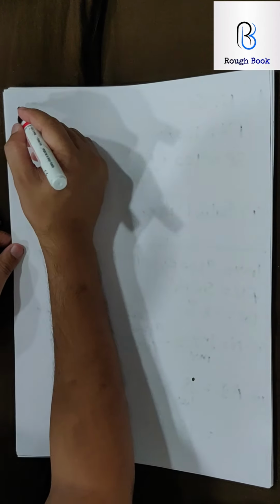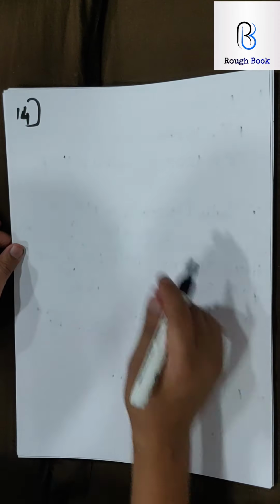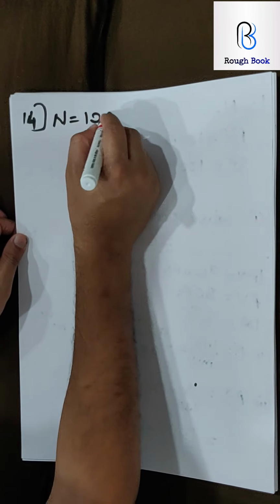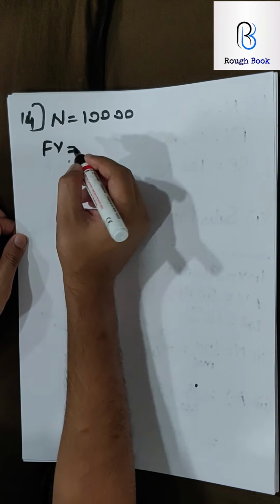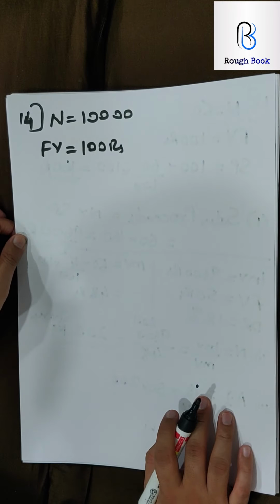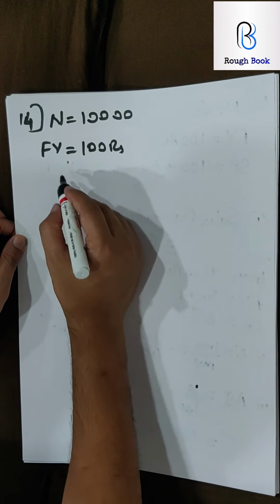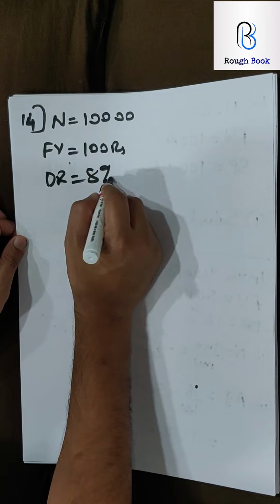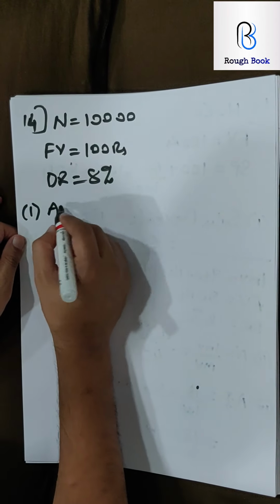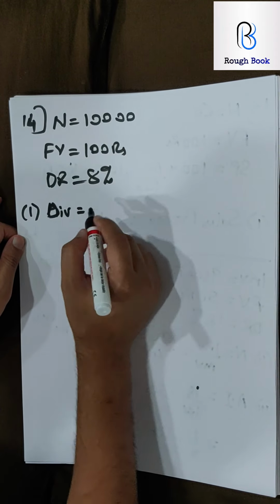I want everyone to try sum number 14. Come on, hit it. Similar type and not difficult now at all. So just try it, 100% you will get it. A company with 10,000 shares of nominal value 100. So number of shares 10,000. Face value 100 rupees. An annual dividend of 8% to the stakeholders. So DR is 8%. First part of the question. Calculate the total amount of dividend paid by the company. So the amount of dividend is what we are trying to calculate.